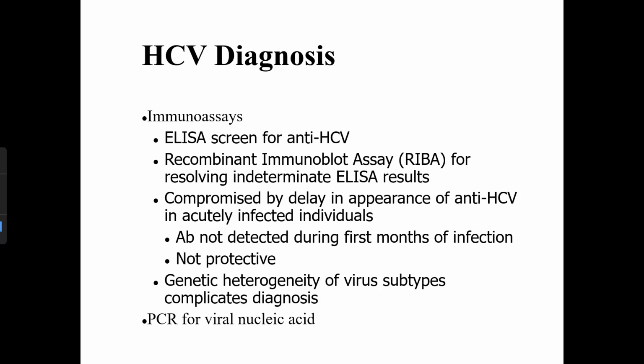Diagnosis is through immunoassays. ELISA screens for anti-HCV, and recombinant immunoblot assay resolves indeterminate ELISA results. It is compromised by the delayed appearance of anti-HCV in acutely infected individuals. Antibody is not detected during the first months of infection, and it's not protective. Genetic heterogeneity of the virus subtypes complicates the diagnosis. PCR is available for viral nucleic acid.